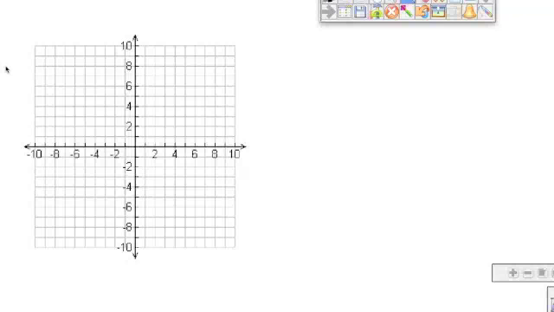All right, class, this is going to be lesson 7-1. 7-1 is all about graphing. This chapter we're going to be doing a lot of graphing and functions. Okay, so the first thing we need to learn is what this graph here represents.